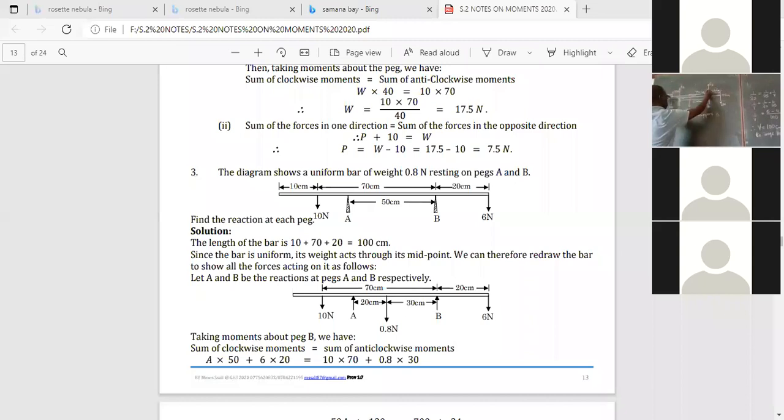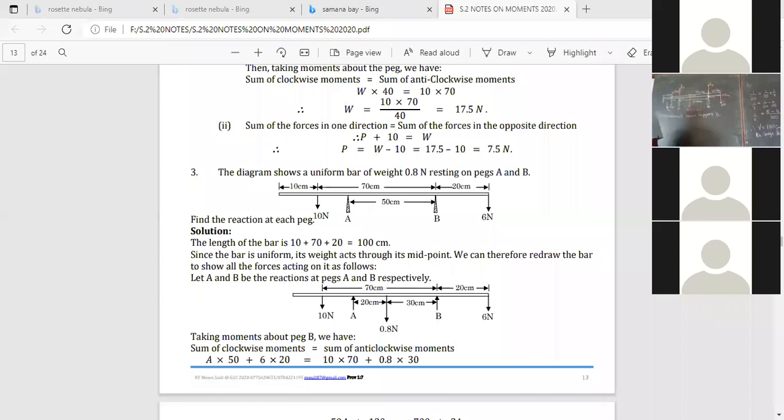This is our support here. I hope you can see the support. Suppose I take moments about point B. What moment will this be? The weight, will it be clockwise or anti-clockwise? Anti-clockwise. It will be going down. That's the direction. Now, suppose that is again my pivot. What will be the direction of the arrow?